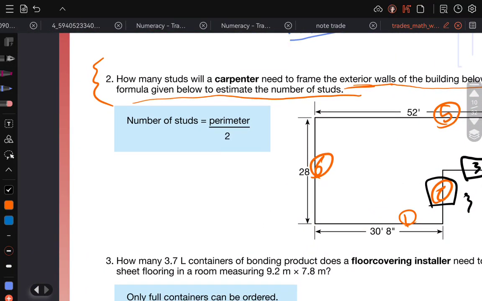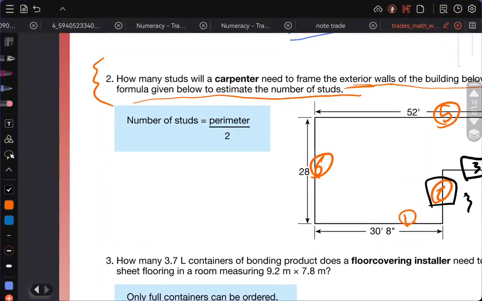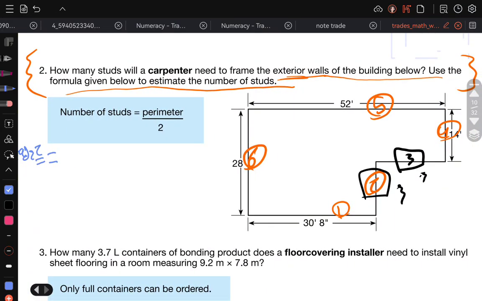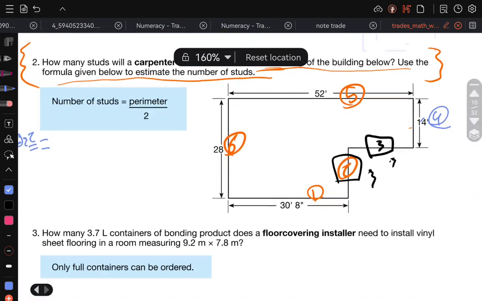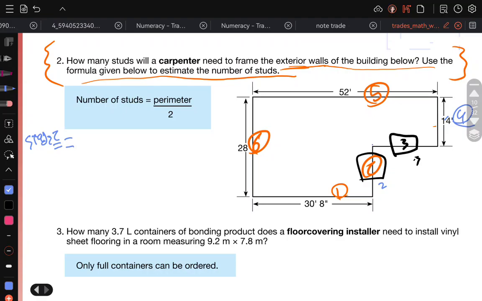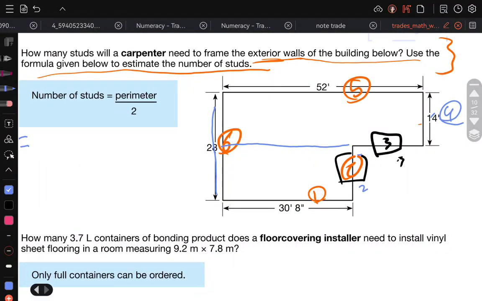So stud number 2. Let's say stud number 2. Sorry about my handwriting. How can we know the stud number 2? So by looking, let me just put this here. How can we know the stud number 2? As you can see here, the whole length is 28. But what about this one? How can we know this one?